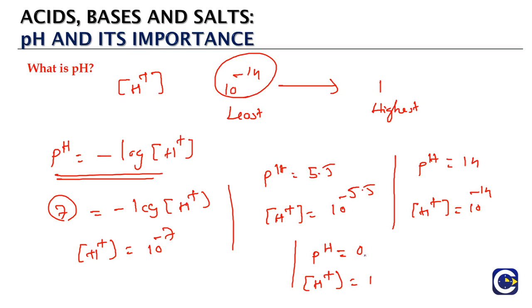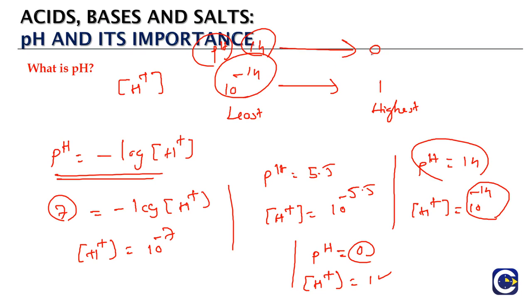So if we have the highest value of the H plus ion, then the corresponding value of pH will be the least, which is 0. If we have the H plus ion concentration least, then the corresponding value of pH will be highest. So we can see here the pH value for the least will be 14, and for the highest amount of H plus ion concentration, pH value will be 0. So if you go towards 0, that would mean that the solution is becoming more acidic. If you go towards 14, then the solution is becoming more basic in nature. So this is about the idea of the pH scale.